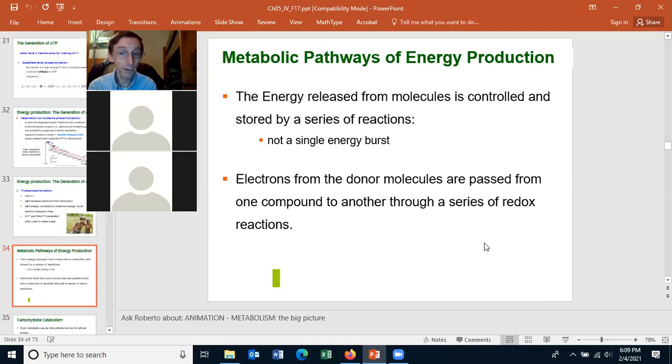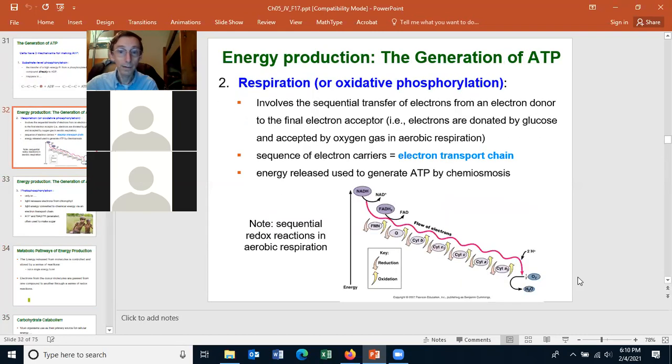The electrons from the donor molecule, such as glucose, are passed from one compound to another through a series of redox reactions. And I actually showed you that right here. You don't need to memorize this, but this is the redox reaction controlling the release of the energy that happens starting from glucose. The electrons from glucose flow to NADH and then flow down these electron transfer molecules in the electron transport chain and then end up flowing to oxygen.